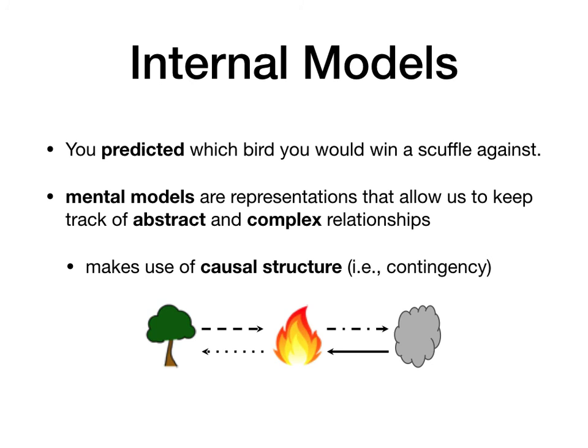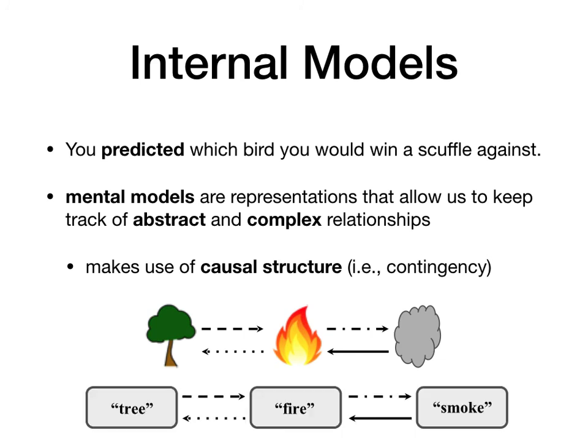So when I do the same thing in my internal model, the goal is that I have some kind of structure that is identical in its contingency, in its causation, so that I can actually use these abstract symbols in the same way that the real world interacts. So I can know that trees lead to fire and fires lead to smoke, and I can also reason backward from smoke implies a fire, fire implies a tree.